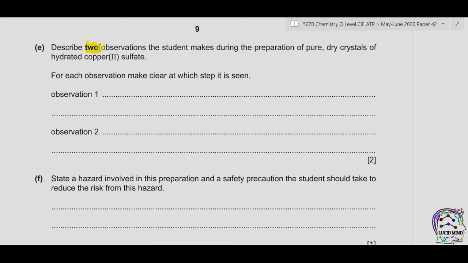Part E, describe 2 observations the student makes during the preparation of pure dry crystals of hydrated copper 2 sulfate. For each observation, make clear at which step it is seen. Observation means the color changes. In observation 1, we can write that in step 2, copper oxide black solid was seen and it remains because it was added in excess. In step 3, we can see that blue crystals are seen which were of copper sulfate.